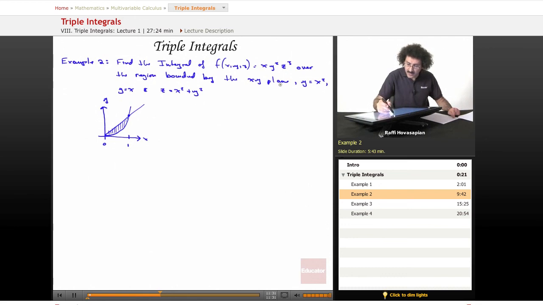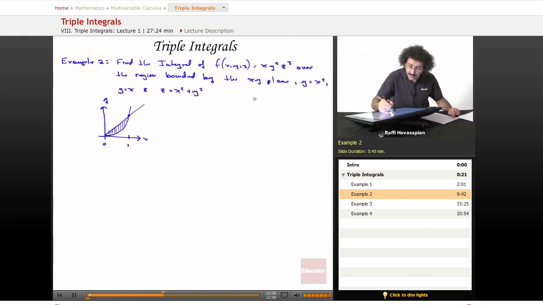So we take xy plane, y equals x squared, y equals x. So this xy plane means that the z value is going to be 0, and then the upper value of z is going to be x squared plus y squared. So we're going to integrate along x from 0 to 1. We're going to integrate along y from x squared to x, and then we're going to integrate up z from 0 to x squared plus y squared.